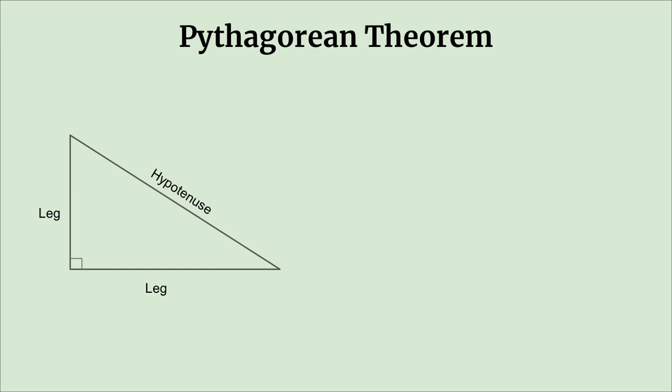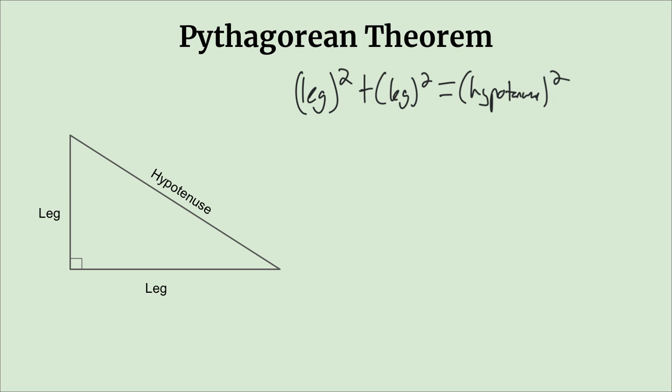So for Pythagorean theorem, what we have is this ability to use this formula, where we would have basically leg squared plus leg squared equals hypotenuse squared, more formally, and usually how you see it. This is talking about the lengths of these sides.